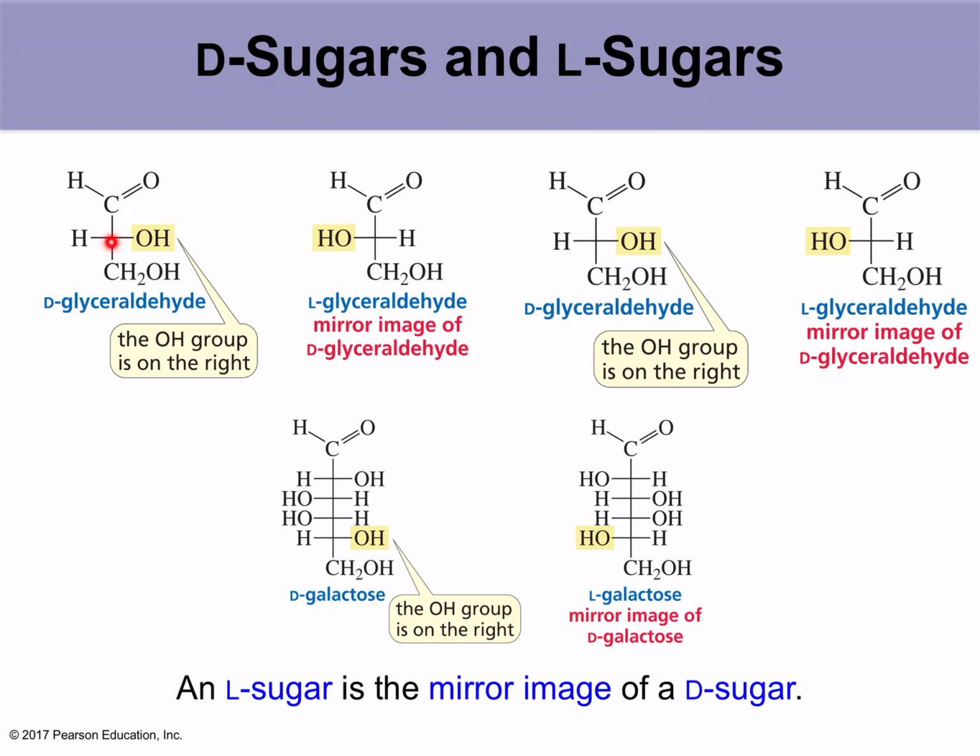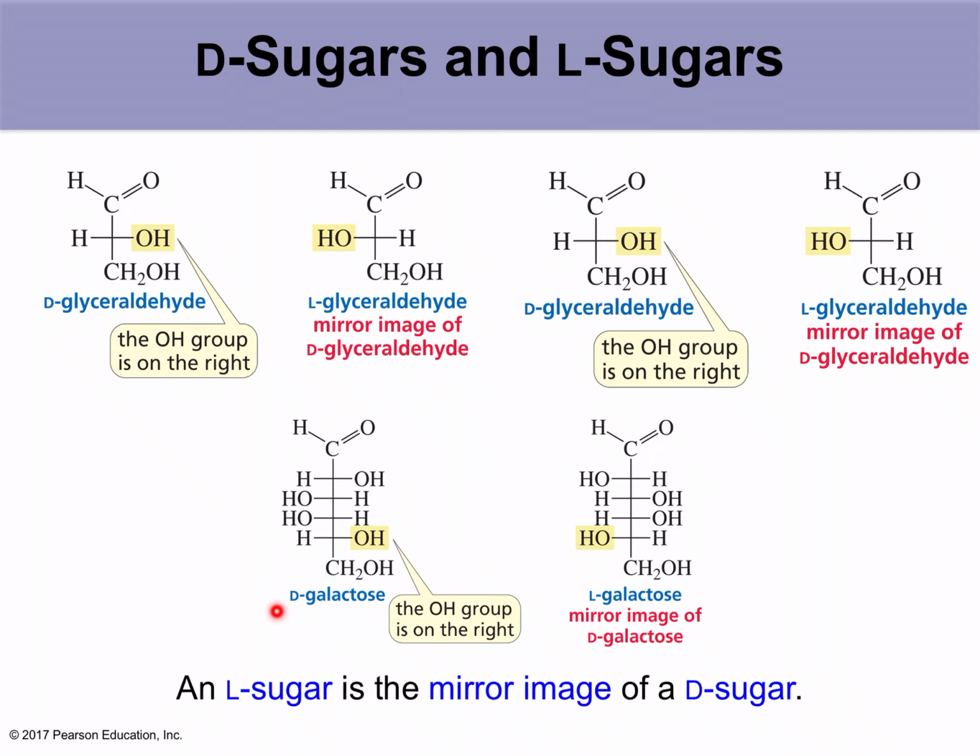Okay, so if the hydroxyl group is located to the right, we call that a D sugar, D-glyceraldehyde. The OH group is on the right, and then L-glyceraldehyde is going to be a mirror image of D-glyceraldehyde. So now you can see OH is to the left, which is L-glyceraldehyde. You can remember this: L means the hydroxyl group is to the left if we only have D and L, and then D is the other one when it is to the right. Okay, and it is the same thing here.